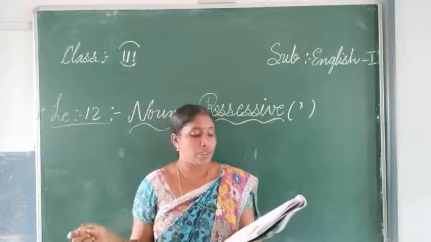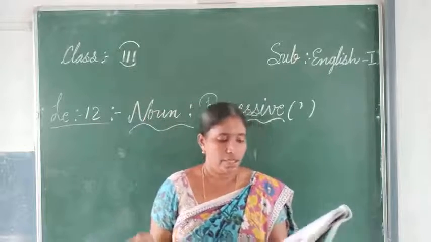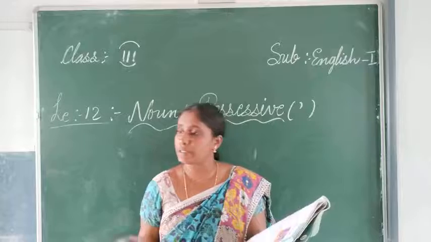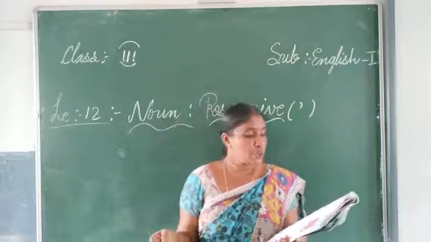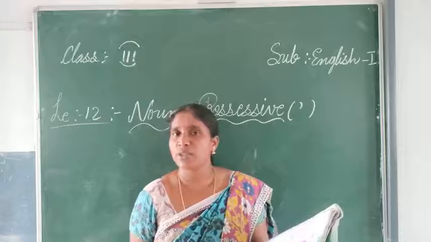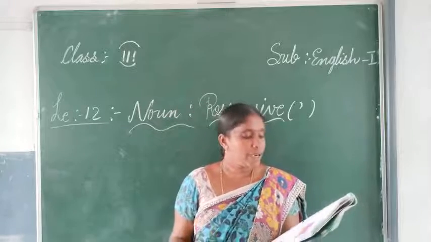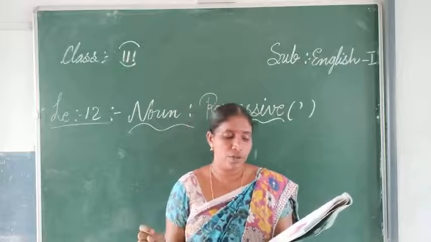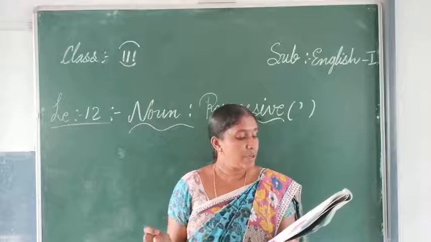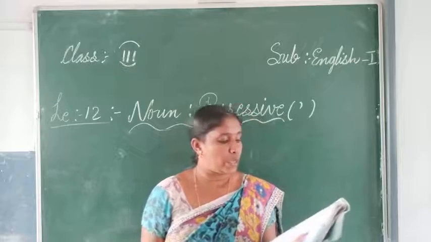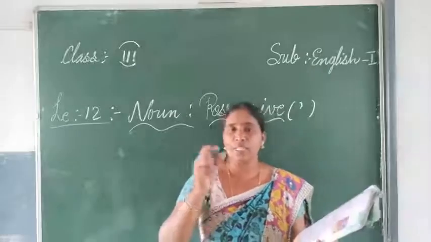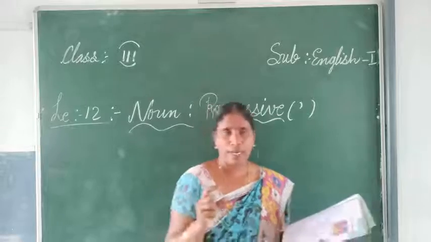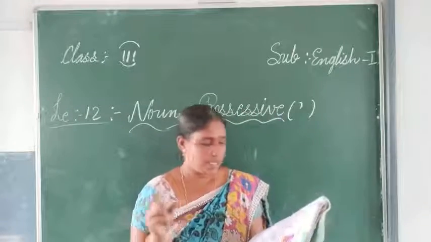Rita's books are on the chair. Have you seen the next one? Rita's dress is on the mat. She left the dress on the mat. Rita's shoes are in the dustbin. Where did she leave these shoes? In the dustbin. Rita's water bottle is on the floor. She left the water bottle also on the floor. The next, Rita's doll is on the windowsill. Near the windowsill, there she left her baby doll. So these are the things.